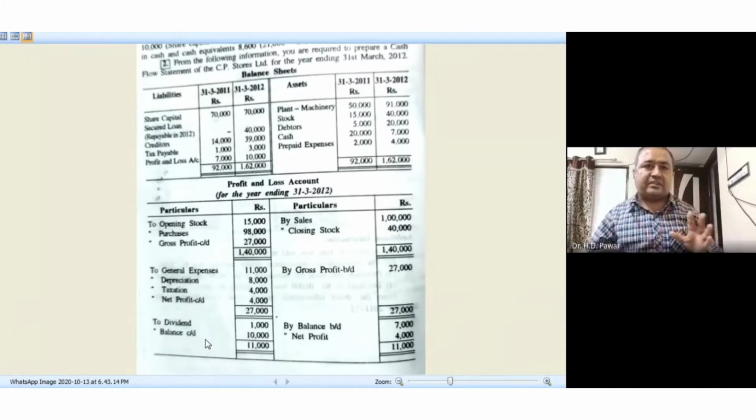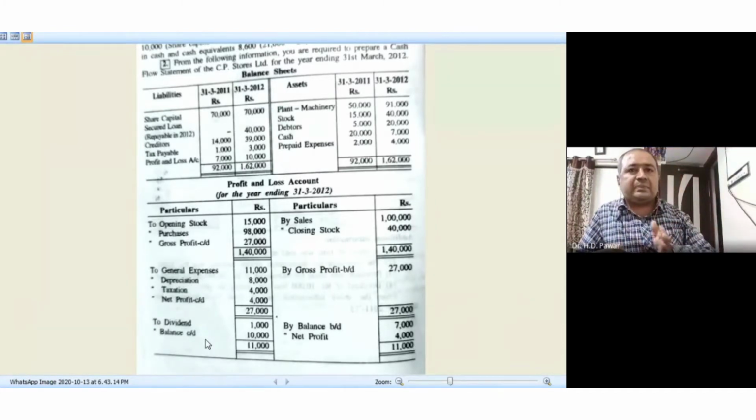of operating activity. That means in the financing activity and in the investing activity, there is no question of direct or indirect method. There is only one method. But as far as operating cash flow is concerned, we can calculate the cash flow according to the direct method as well as according to the indirect method.